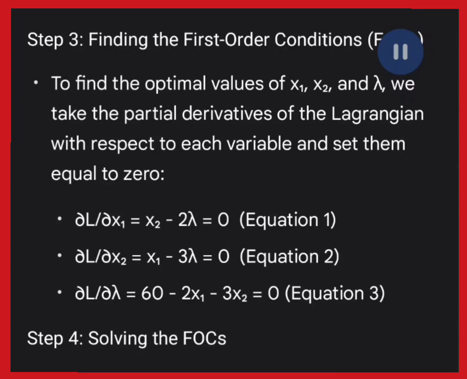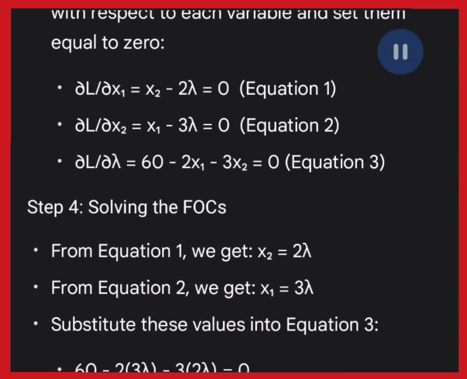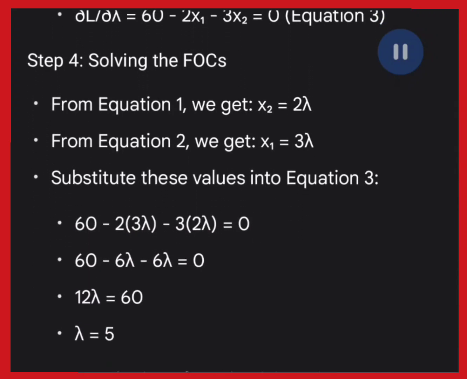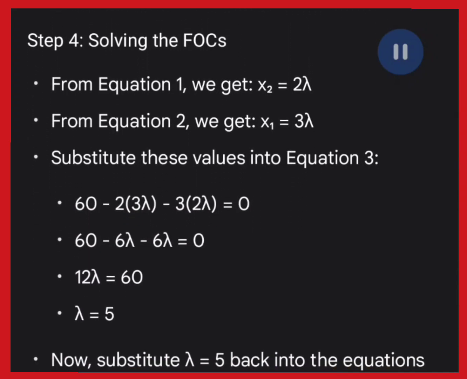Step 4. Solving the FOCs. From equation 1 we get x₂ = 2λ. From equation 2 we get x₁ = 3λ. Substitute these values into equation 3. 60 − 2(3λ) − 3(2λ) = 0, 60 − 6λ − 6λ = 0, 12λ = 60, λ = 5.